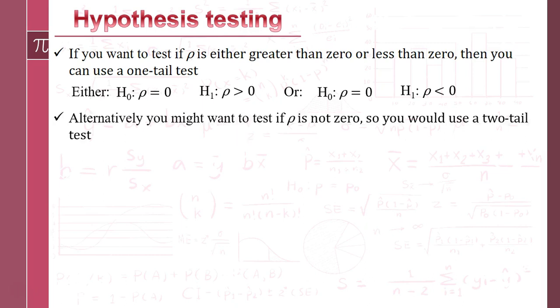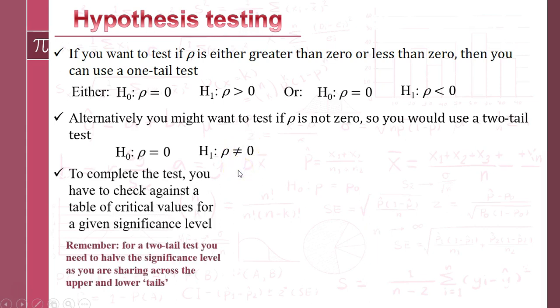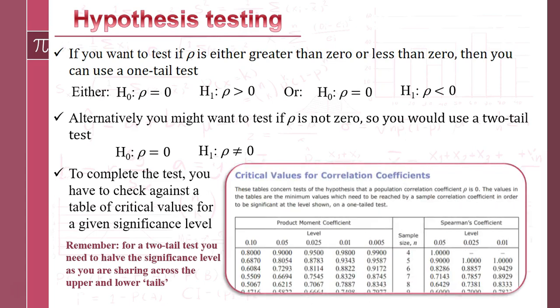Alternatively, our two-tailed test would be to test if rho is not equal to 0. So there we go, our null hypothesis is rho is 0, i.e. there's no correlation, or H1 would be that it's not equal to 0, so there is a correlation. And what we've got to do is check our value from our PMCC against a table of critical values for a given significance level. All those tables have been pre-calculated. They're not on your calculator, you have to look them up, but you do get them in your formula booklet.